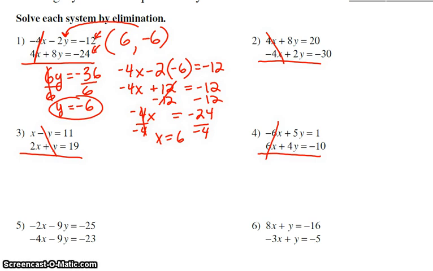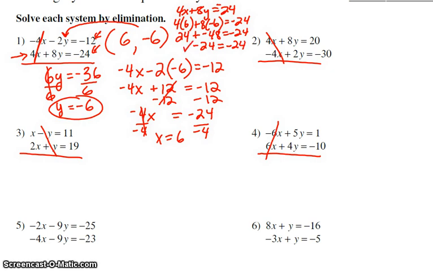Remember, you can always check your answer. Plug the solution in for either equation. Alright, 4x plus 8y equals negative 24. I'm choosing this equation here. 4 times 6 plus 8 times negative 6 equals negative 24. 4 times 6 is 24. 8 times negative 6 is negative 48. 24 plus negative 48 is negative 24. And we got our solution correct.